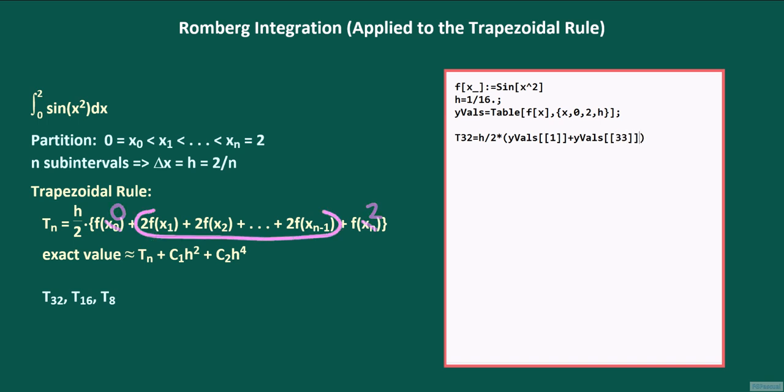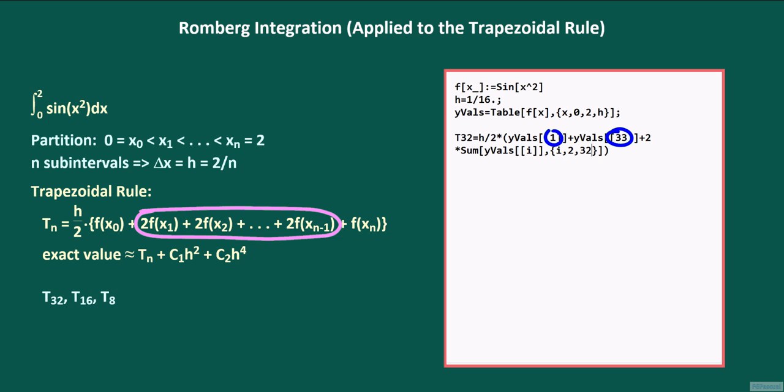For this part of the trapezoidal rule formula, we have 2 times the sum of y-vals double bracket I, with I going from 2 now that the index 1 had been reserved for f of 0, and I goes all the way to the index n, or 32, since f of 2 has index 33.